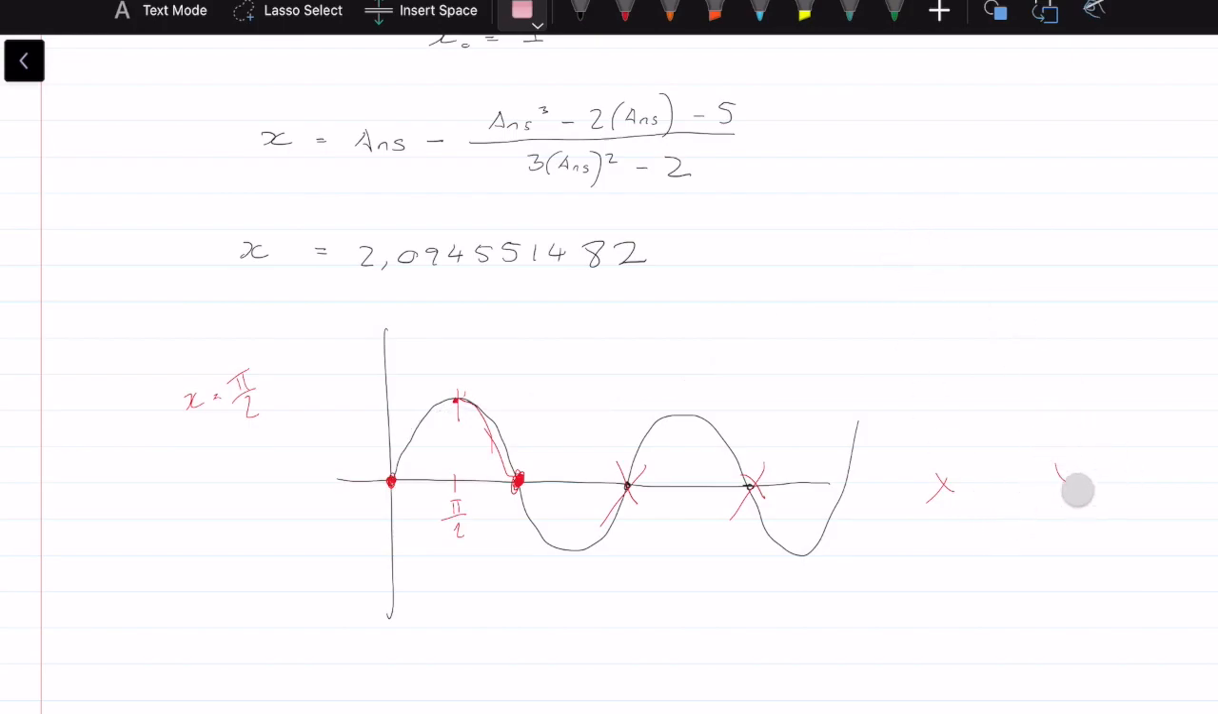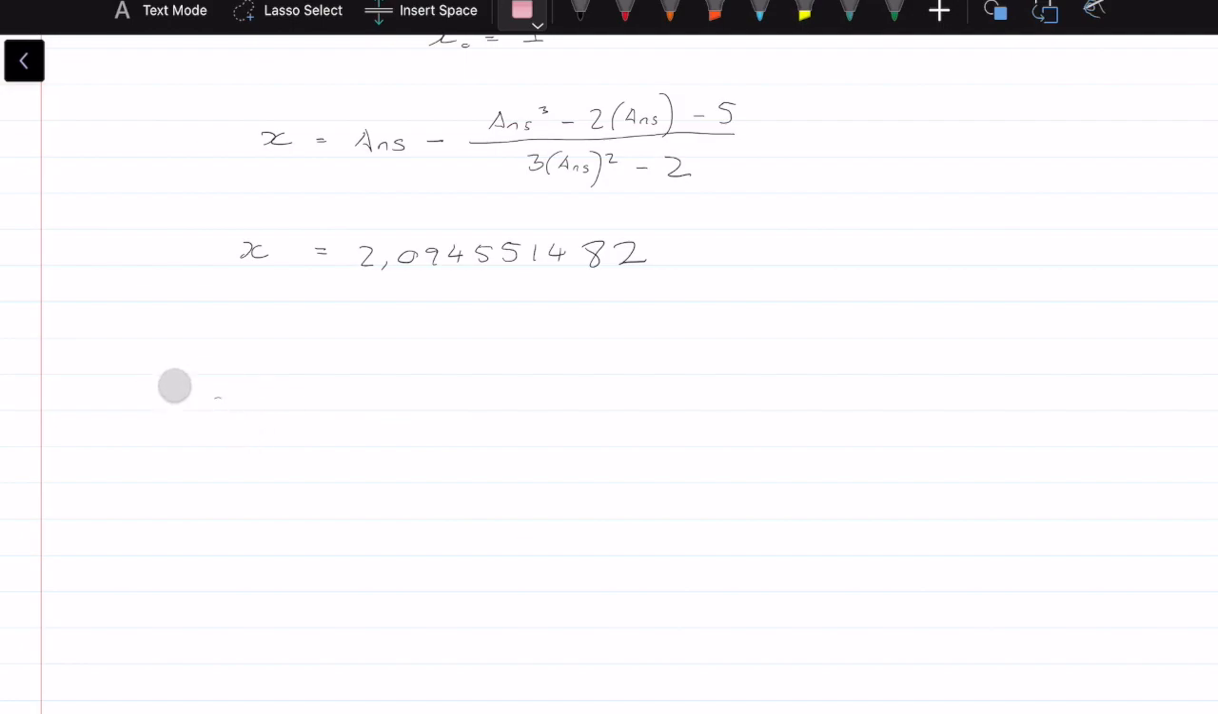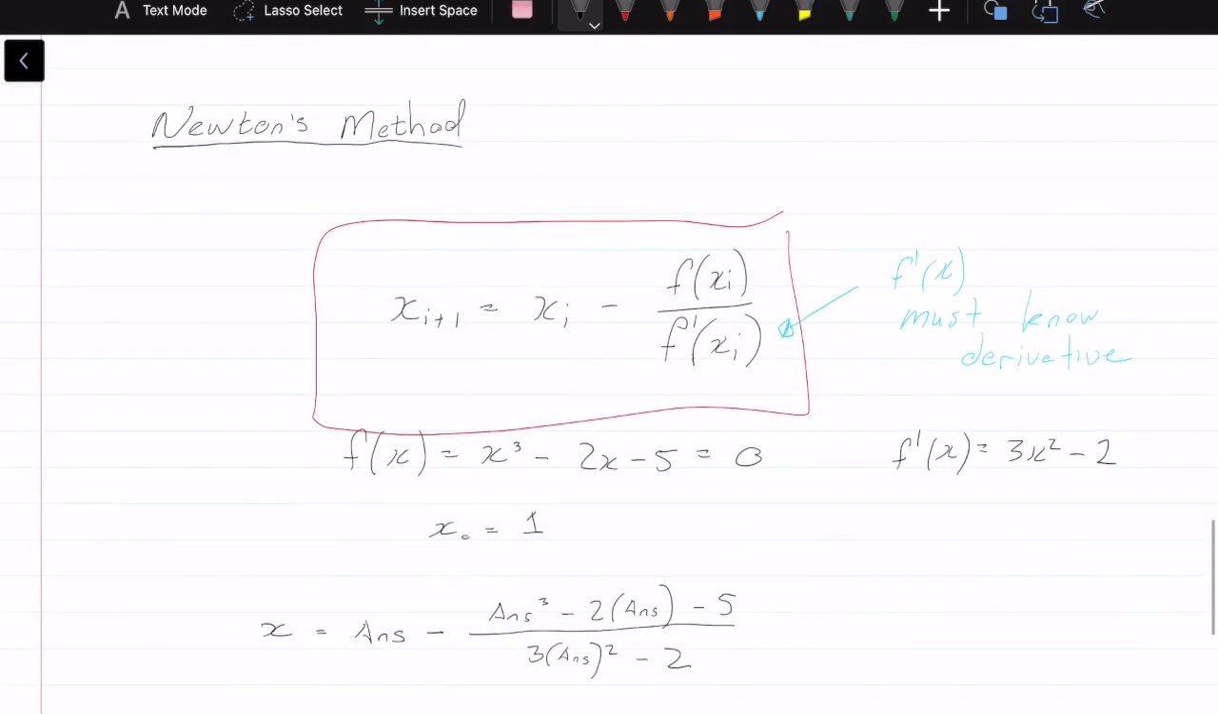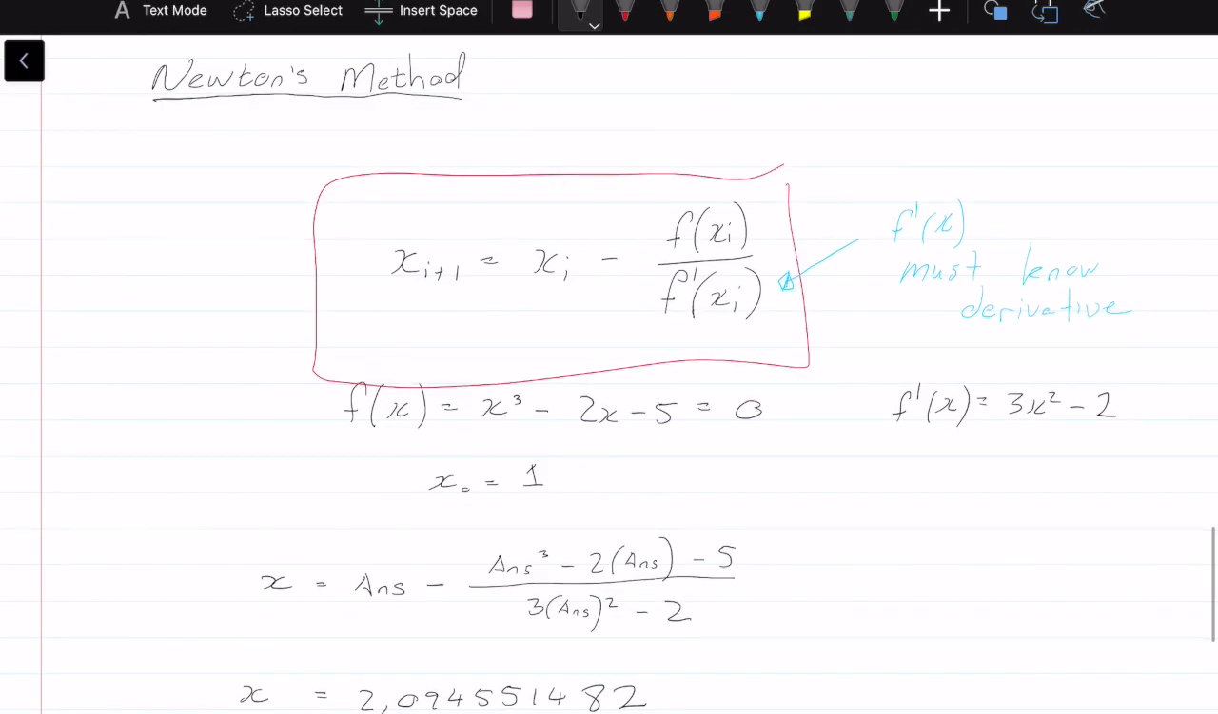This was a relatively short video. The next section is going to be using Newton's method to solve for systems of nonlinear equations. That's a bit more complicated, but I hope this was useful. It was nice and quick and short, but Newton's method is that.